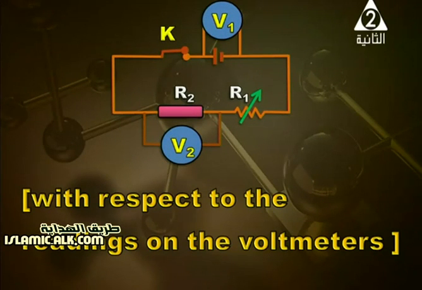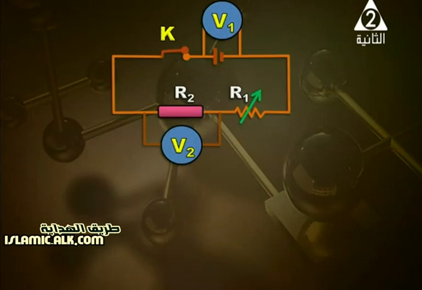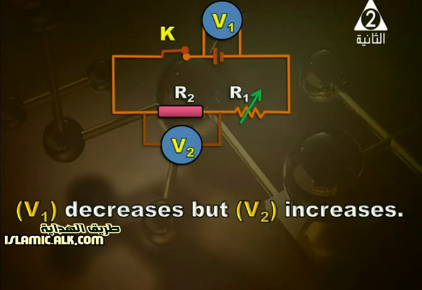Okay, we want you, of course, to say what will happen to the readings of the two voltmeters. So V1 decreases, but V2 increases.